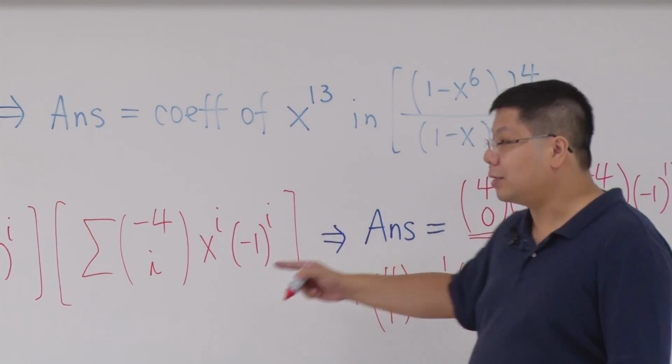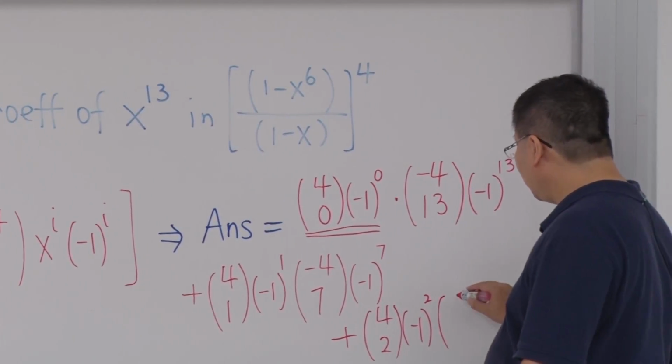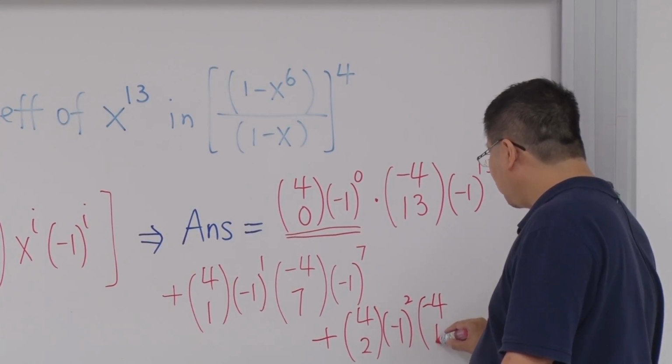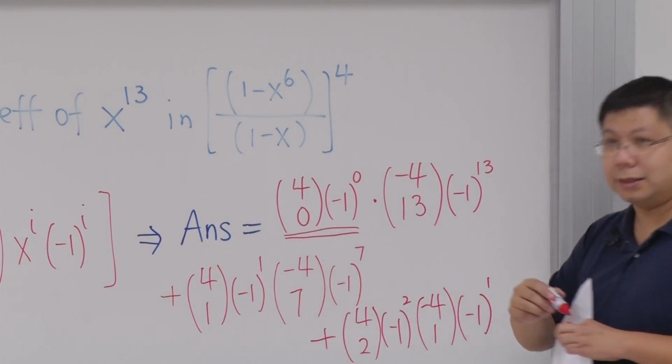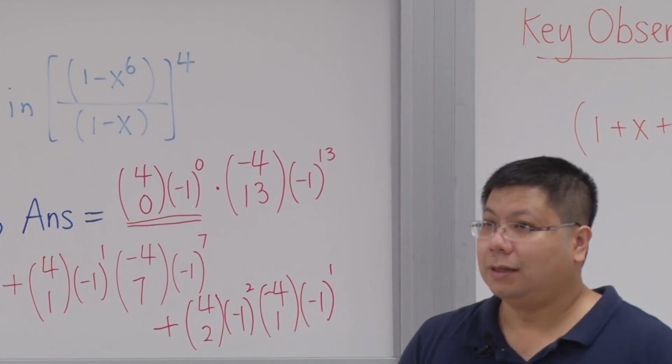Is that okay? To get x to the power 1 on this part, you set it to 1. So it is minus 4 choose 1 times minus 1 to the power 1. Is that okay?